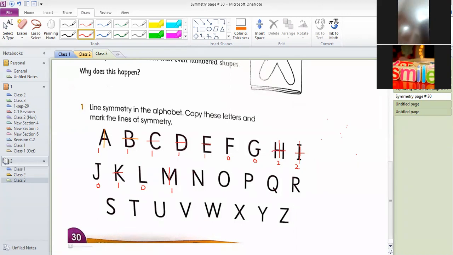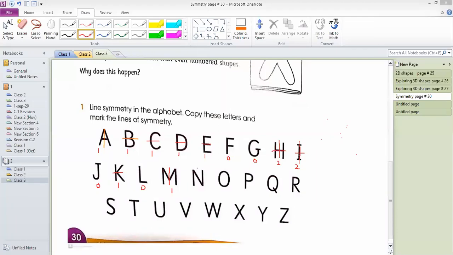Let's draw the line of symmetry here. Some are saying horizontal. Let me draw one line here. Now tell me, do you think N is symmetric, guys? No, sir. Okay, that means there is no vertical symmetry.